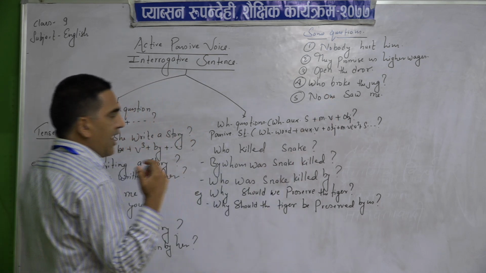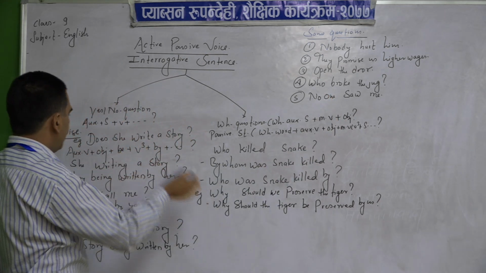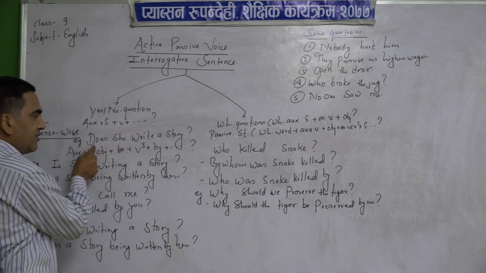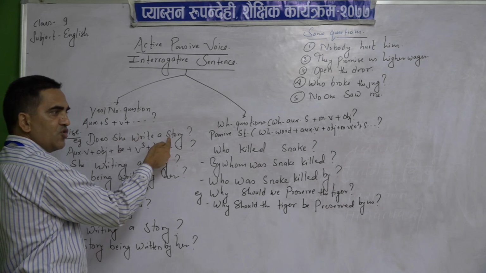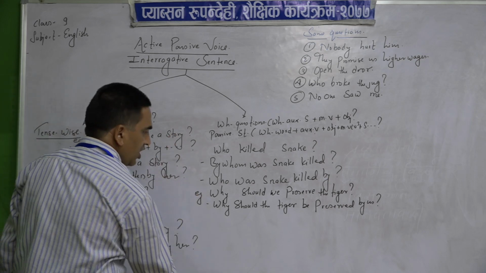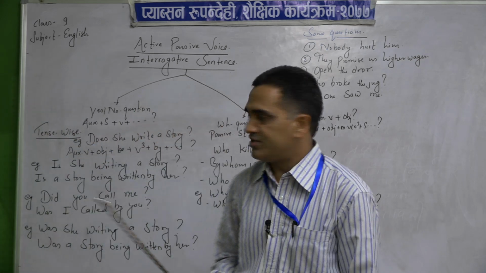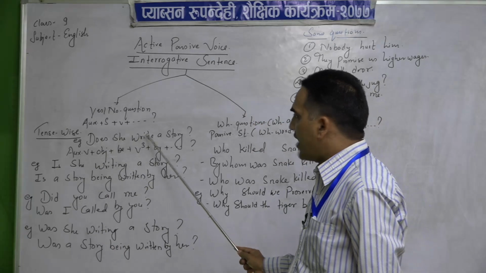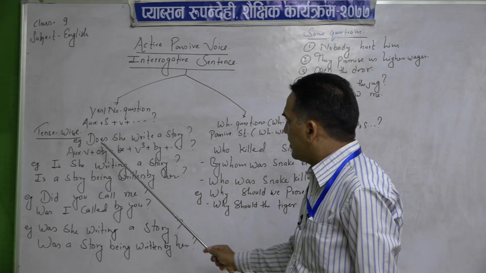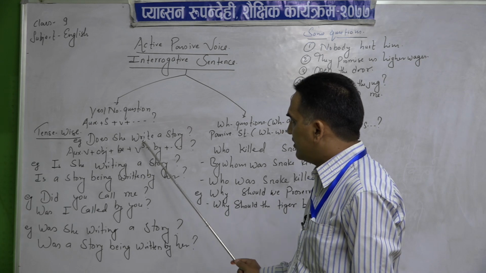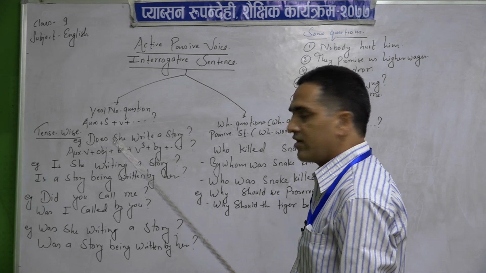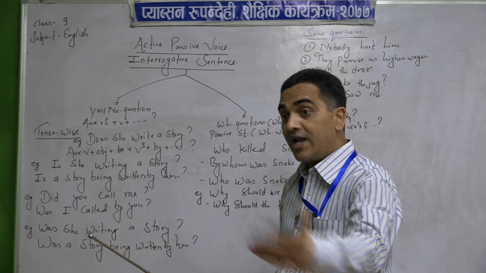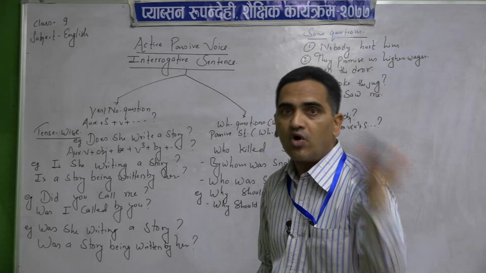Now, my dear students, you see an auxiliary verb here in yes/no questions. Does she write a story? The question is here. It has an auxiliary verb, subject, main verb, and an object. And there is a question mark. It means it is asking a question and its answer is yes or no.